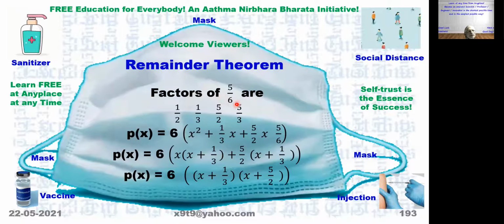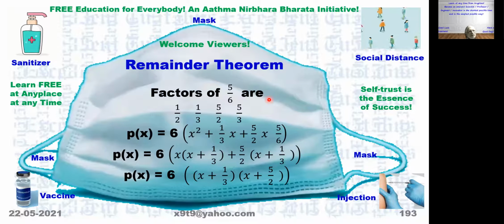So what are the different factors of 5 by 6? Here we can write 6 as 1 into 6 or 2 into 3. Now the 2 and 3 are written here, and in the numerator we can keep 1. Next, keeping the numerator 5, the factors 2 and 3 are written there. So the factors of 6 can be written as 1 into 6, 2 into 3, 3 into 2.